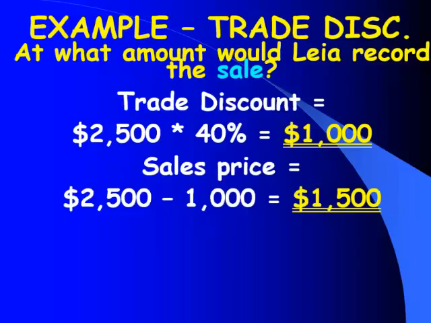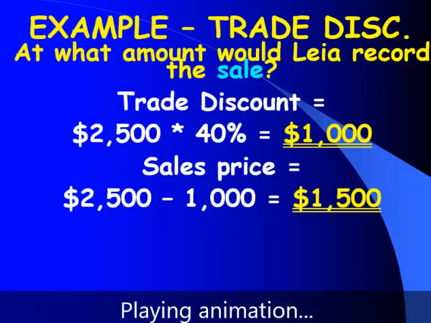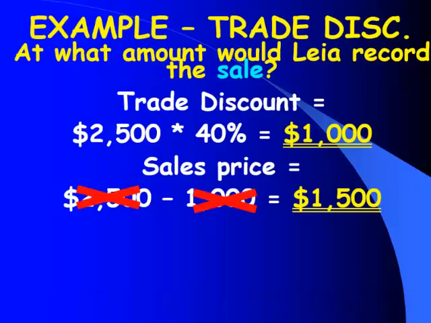Now here's what's important. You don't care about the $2,500. You don't care about the $1,000. You only need the $1,500. That is the only number you're going to need in your journal entry. So it is a $1,500 transaction.